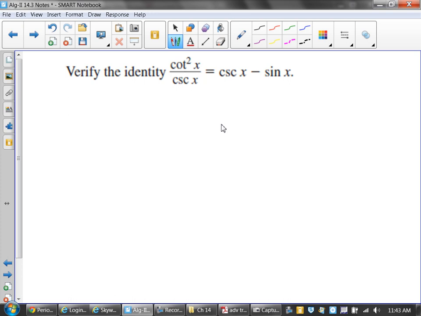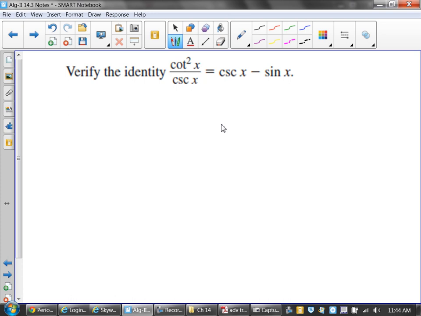Cotangent squared is what? Well, let's look at it this way. Does everybody see how they're asking you to start with a fraction and end with something with the subtraction in between it? So what I want to do here is not break it into cosine squared over sine squared. The reason I'm saying that is because cotangent squared is one of the Pythagorean identities.